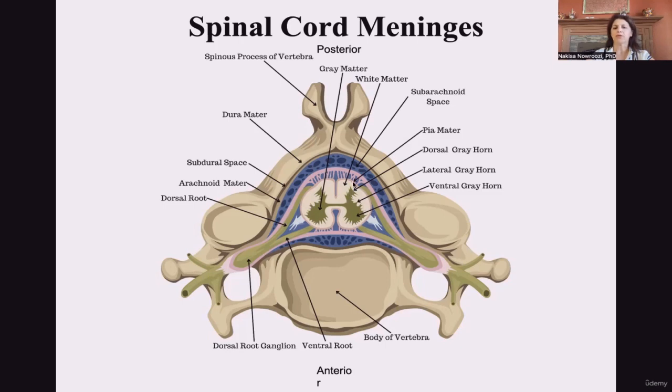Your spinal cord also has white matter and gray matter. The gray matter, which is in green here, has three parts to it: ventral gray horn, lateral gray horn, and dorsal gray horn. Here, this is the dorsal root. This is the ventral root. And I know this is the dorsal root because the dorsal root ganglion, which is the cell body of sensory neurons, is located in the dorsal root ganglion, a dorsal feature.